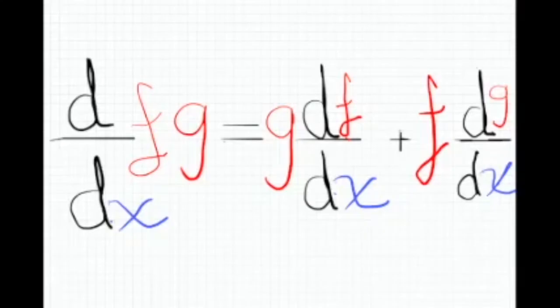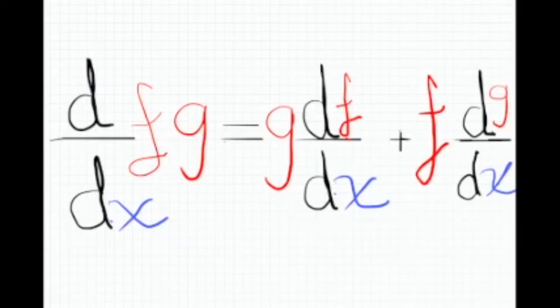Informally, we can say that the derivative is the first times the derivative of the second plus the second times the derivative of the first. More formally, the derivative of a product of functions, the derivative of f times g, is equal to g times the derivative of f plus f times the derivative of g.